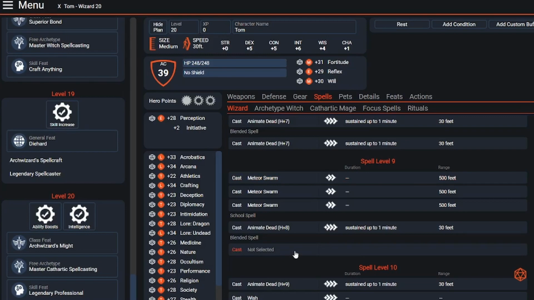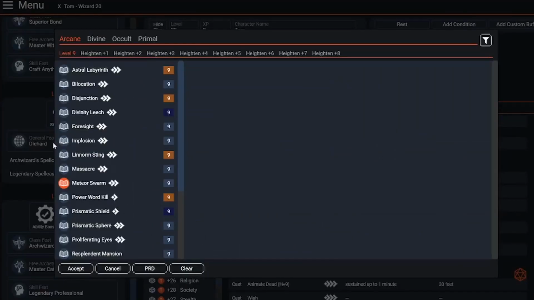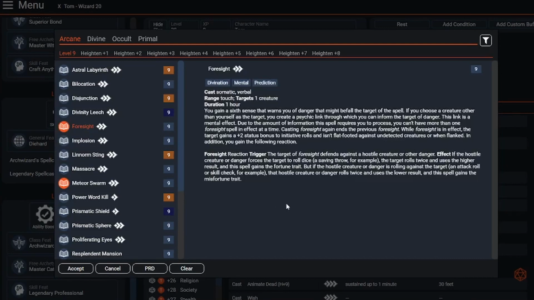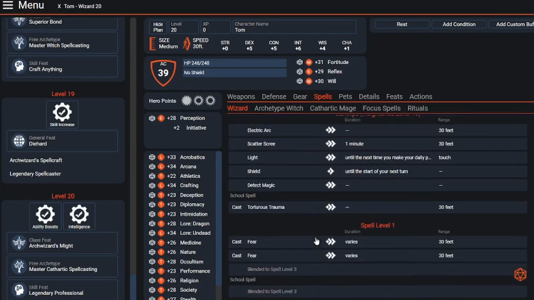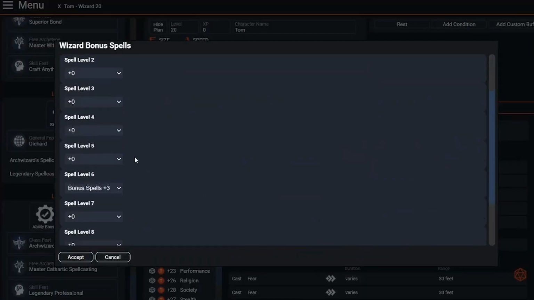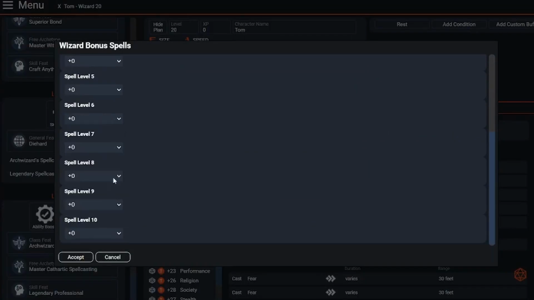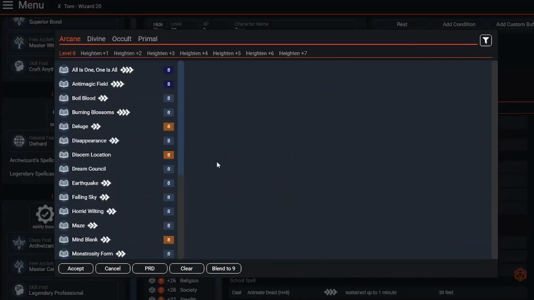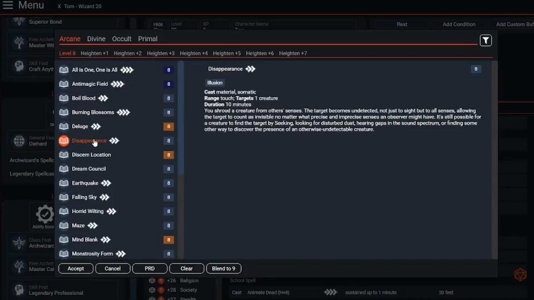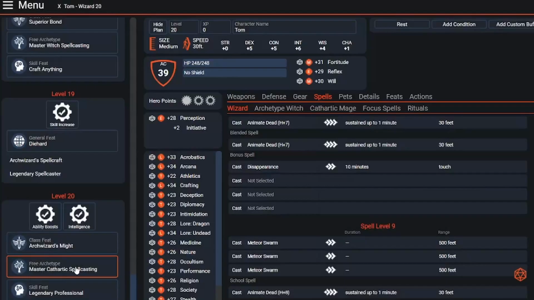And for our blended spell, let's take a buff, which gives us a reaction, which is very powerful, and that buff is Foresight. Our scrolls are also now up to level 8, and there's 4 of them, so we can get up to 4 extra level 8 quote-unquote spells. We can take stuff like Disappearance, which is super uber invisibility, since we like being invisible and having the undead do the dirty work for us.